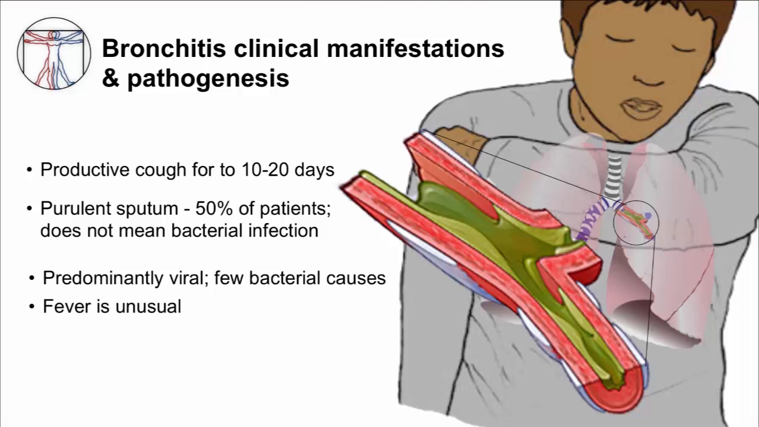Bronchitis is predominantly a viral infection, and most of the respiratory viruses that we've been discussing can cause it. Only a few bacteria can cause bronchitis. Inflammation of the bronchi can cause bronchospasm, so wheezing can be heard in these patients. However, fever and systemic symptoms are unusual, and if you see these in your patient, another diagnosis should be thought about, including influenza and pneumonia.